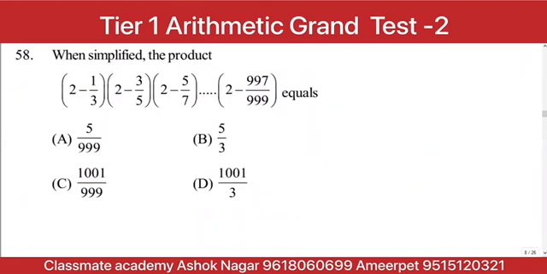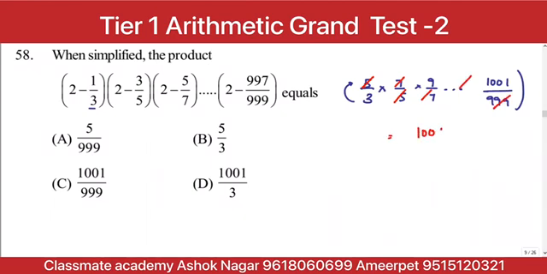When simplified the product, what is the first one? It is 6 minus 1, 5 by 3. Second one, 7 by 5. Third one, 9 by 7, and it goes on. Every time it is 2 more, right? So here also it is how much? 1001 by 999. The first case, numerator, denominator. Second numerator, third denominator, and so on. Denominator and numerator cancel. So what will you be left with? 1001 by 3. That's simple cancellation.